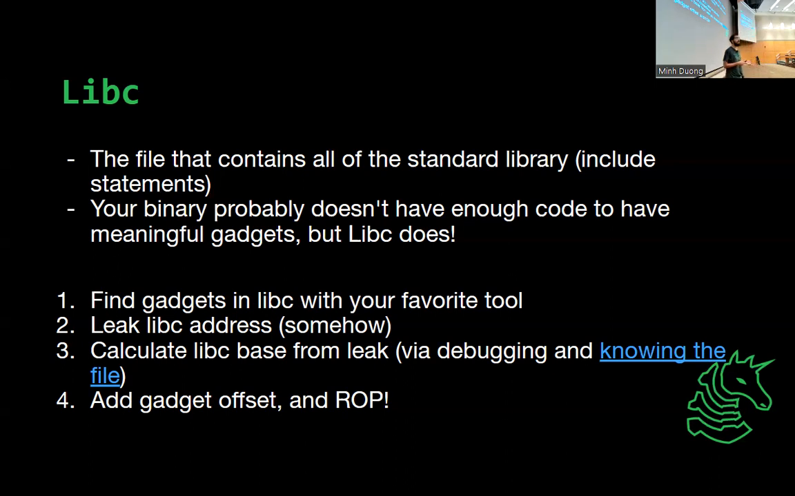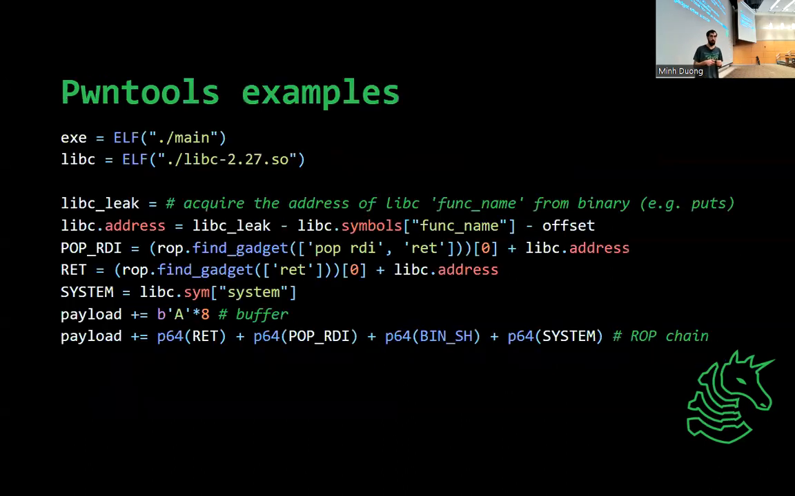Once you have that libc address, you can calculate the libc base from that leak. So where does libc start? There's a database that allows you to figure out which version of libc you're using and where each of the functions are located relative to each other, which is how you can do this offset calculation by hand. Once you do that, you can add your gadget offset to each of the addresses that you know of, and execute your ROP chain.